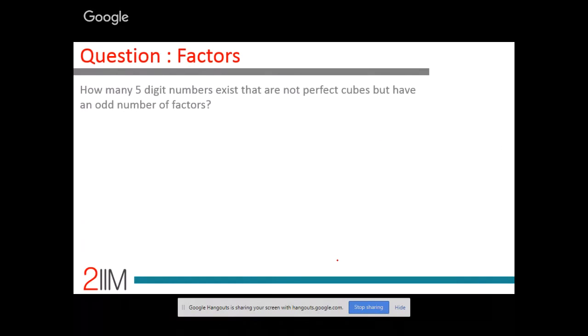What is the smallest perfect square that has 5 digits? 100 square. 100 square is 10000. So that works. What is the largest perfect square that has only 5 digits? 100 square is 10,000. You have to go to 100,000.